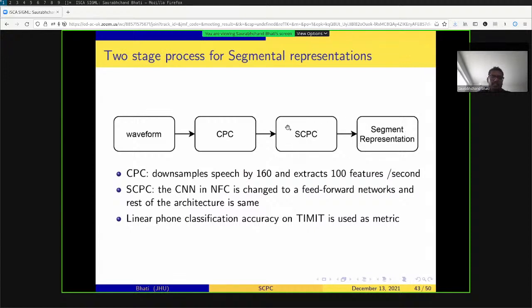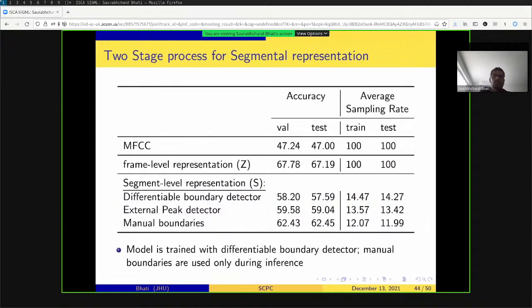And the SCPC still has a frame level encoder and the segment level encoder. And this is what we get. If you look at just the MFCCs, and this is the linear phone classification task on TIMIT, we extract 100 MFCCs per second, and they achieve around 47 accuracy on linear phone classification. And if you directly extract these features from a CPC that is trained for representation learning, it achieves much better phone accuracy performance, but the number of frames that you're extracting is still 100.